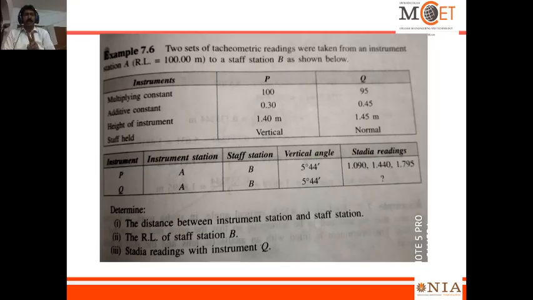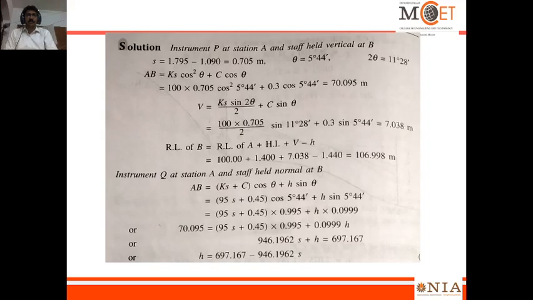So remember, at the same point we are using two different instruments, and we are reading the staff on the same station B from A, but in the first position the staff is held vertical, and in the second the staff is held normal to the line of sight. The vertical angle given is 5 degrees 44 minutes, so it is predominantly elevation. There is no negative symbol, so it is on the elevation side. From the given data, instrument P at station A, first condition, the staff is held vertical at B, so the S you can calculate. How can you calculate?